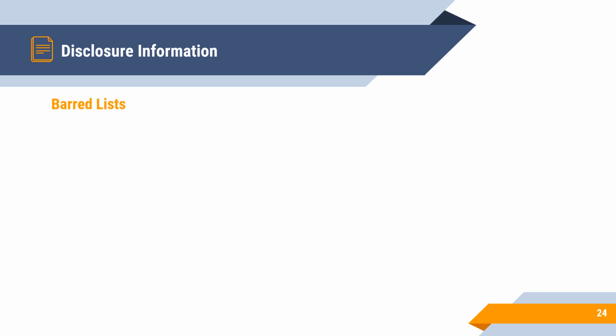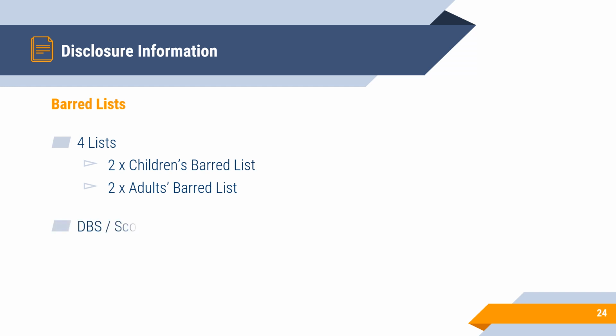Moving on now to talk about disclosure from the barred lists. There are four separate barred lists maintained in the UK. The Disclosure and Barring Service maintained two lists for those barred from working with adults and or children for England, Wales and Northern Ireland, and the Scottish Government maintain their own two adults and children's barred lists. AccessNI search these lists as appropriate when processing enhanced checks for those working or volunteering in regulated activity.